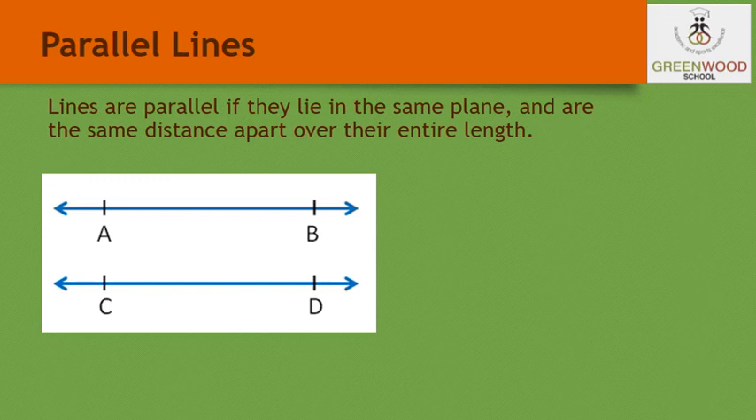Now comes parallel lines. Lines are parallel if they lie in the same plane and are the same distance apart over their entire length. That means the lines which never intersect are called parallel lines.